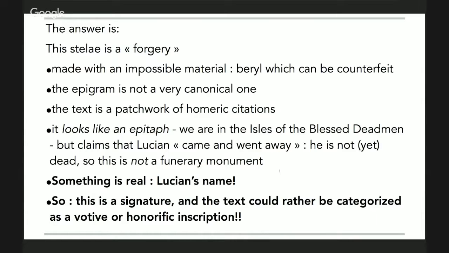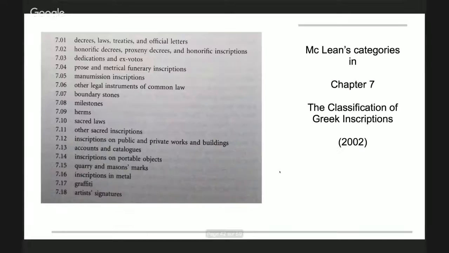And that's where I wanted to come with you: when we are speaking of inscriptions, we have to categorize these inscriptions. And that will be my third part of this speech.